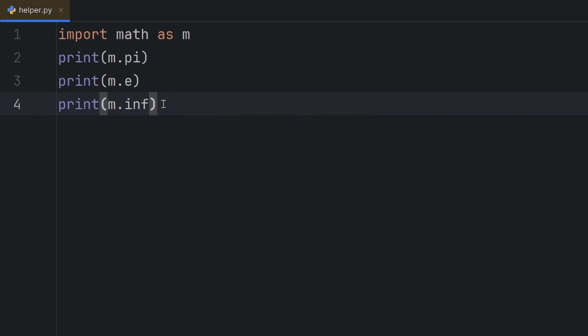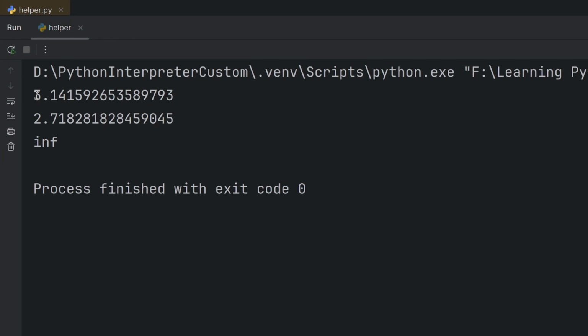Now when I run this code, as you can see, Python printed me the values. 3.14 is pi, 2.72 is Euler's number, and inf is the infinity.